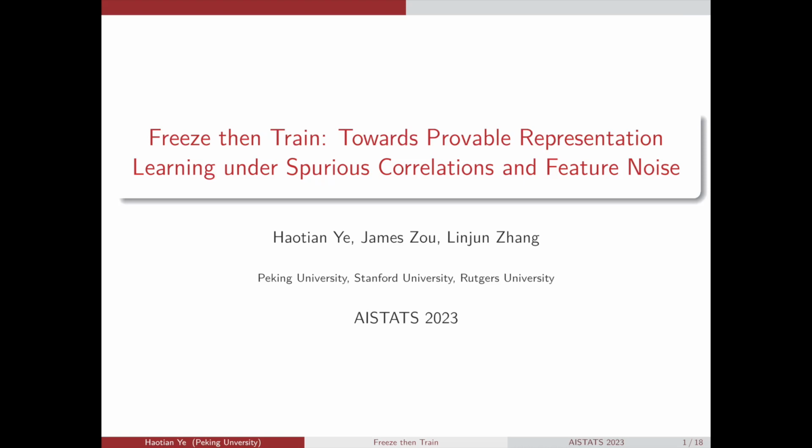Hi, today I'm happy to present our work, Freestyle Training towards Provable Representation Learning on the Spurious Correlations and Feature Noise. This is a joint work with Professor James from Stanford and Professor Linjun from Rutgers, and is accepted by AISTATS 23.